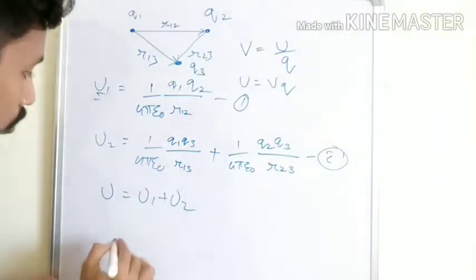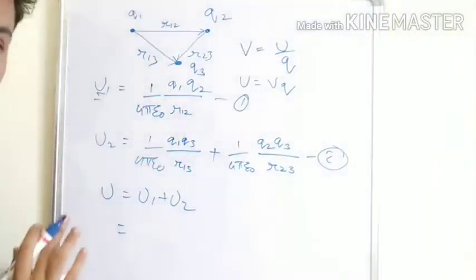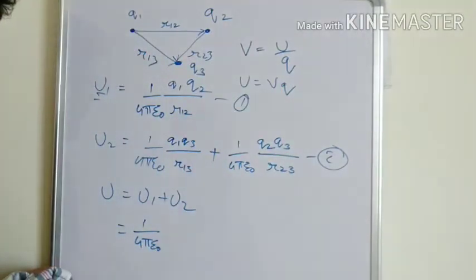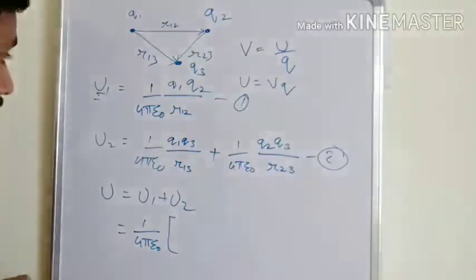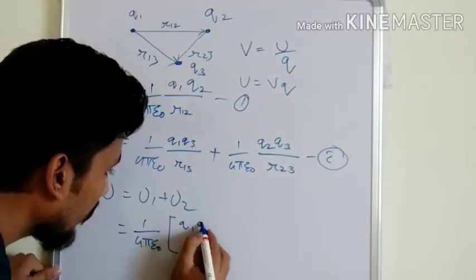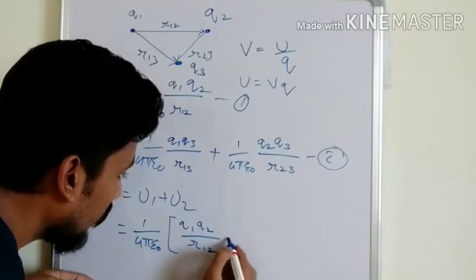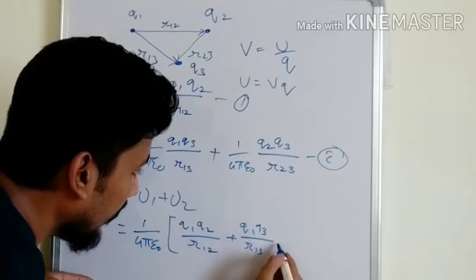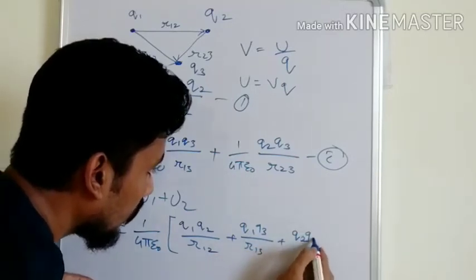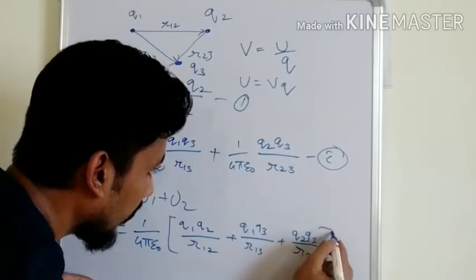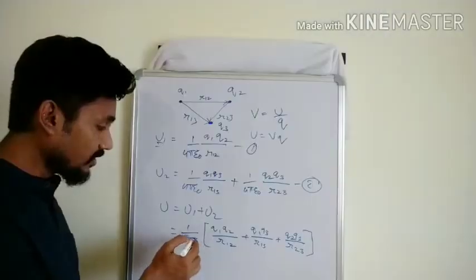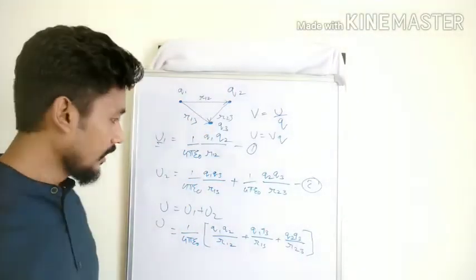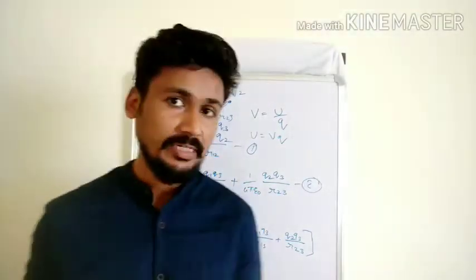So, substituting 1 and 2 in this, 1 by 4 pi epsilon naught will be common from all the three expressions. So 1 by 4 pi epsilon naught, and in the bracket we will write Q1 Q2 by R12 plus Q1 Q3 by R13 plus Q2 Q3 by R23. This gives the total potential energy because of these three charges, and you can find it for n number of charges.